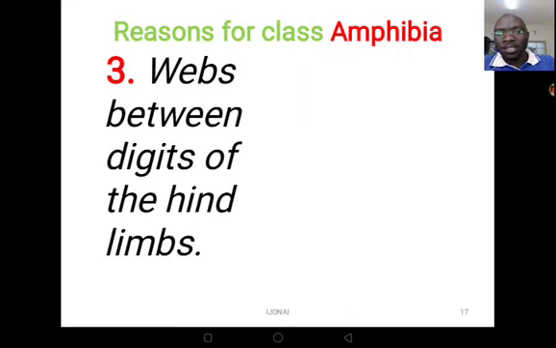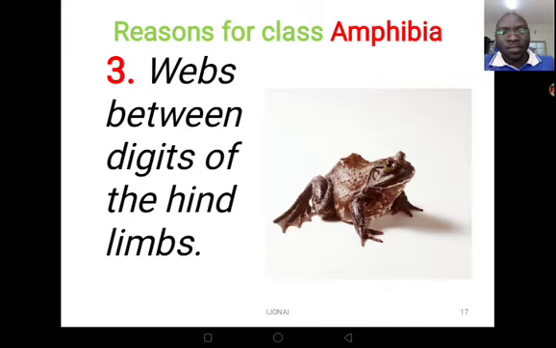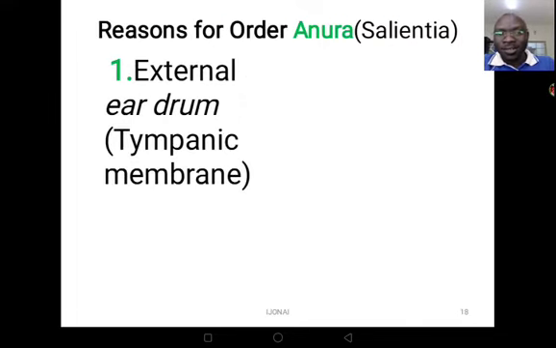The other one is they have webs between their digits of the hind limb especially. So when you look at the hind limbs of the amphibians, you realize they have webs between the toes or the digits. And those webs facilitate the movement, especially in water. Well, so let's move to order Anura.